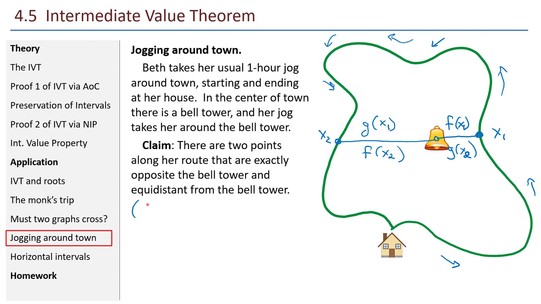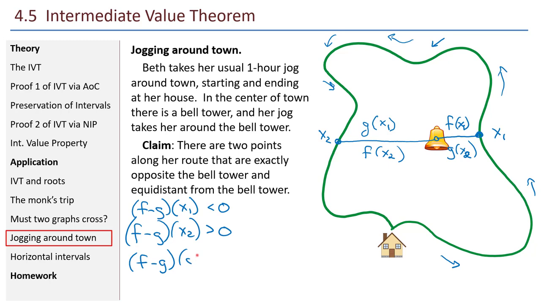We can see that f minus g of x1 is negative, whereas f minus g of x2 is positive. Thus, there must be some value c where f minus g of c actually equals 0, so f of c equals g of c. And that's it. So, in this picture, maybe something like that could work. Is this my point c?